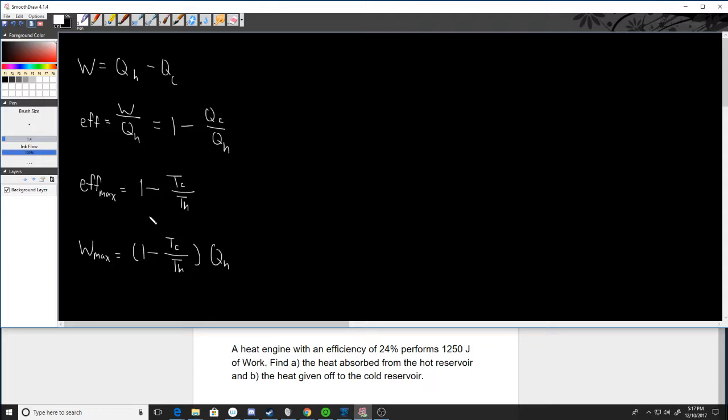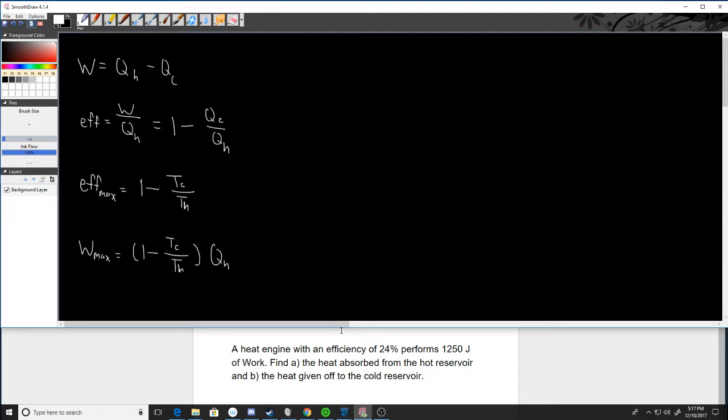So let's start looking at that problem there at the bottom. A heat engine with an efficiency of 24% performs 1,250 joules of work. Find A, the heat absorbed from the hot reservoir, and B, the heat given off to the cold reservoir. All right, so in this case, first off, I need to figure out which equation or equations I'm going to use. To do that, I'm going to look at what's given and what they're asking for.